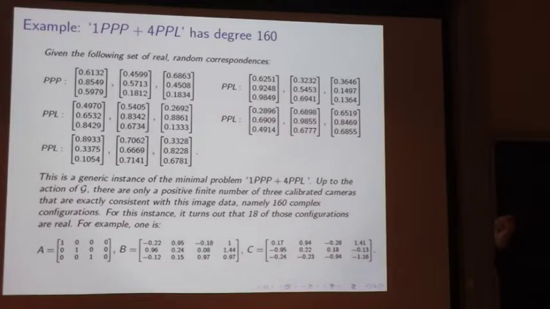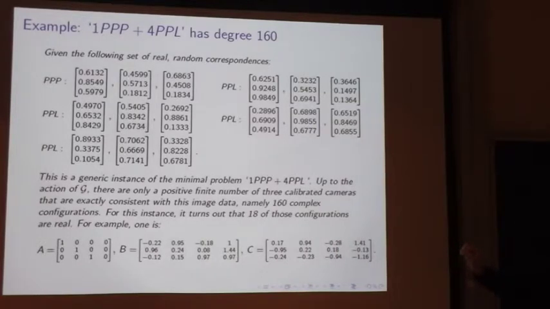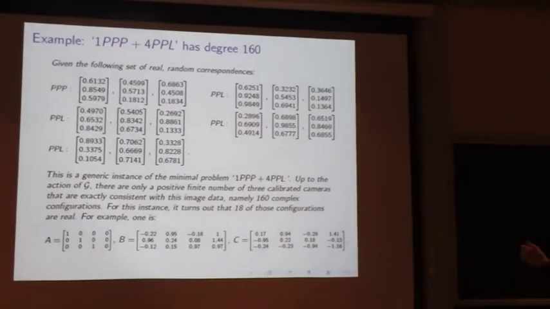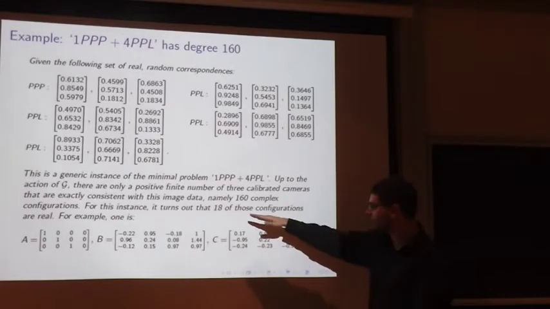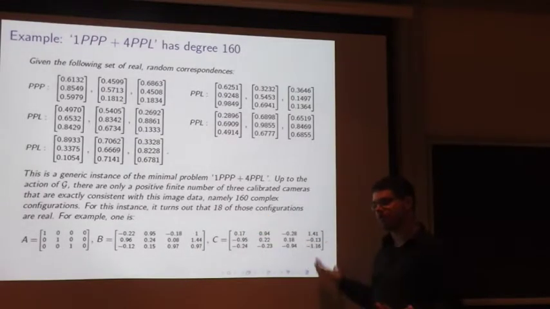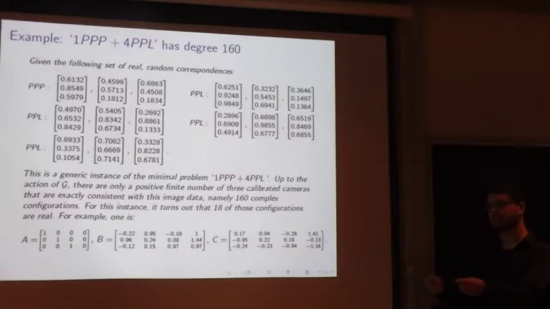meaning that somewhere in the G orbit there's a real ABC. Okay, so for example, this is one real configuration. So in terms of the reconstruction algorithm, we would discard all complex solutions, and then these 18 are competing hypotheses for the configuration of ABC. And to determine which one is the correct configuration, we test against more image data.